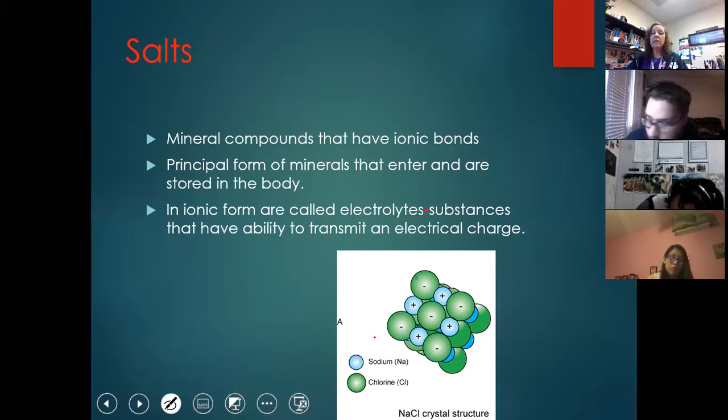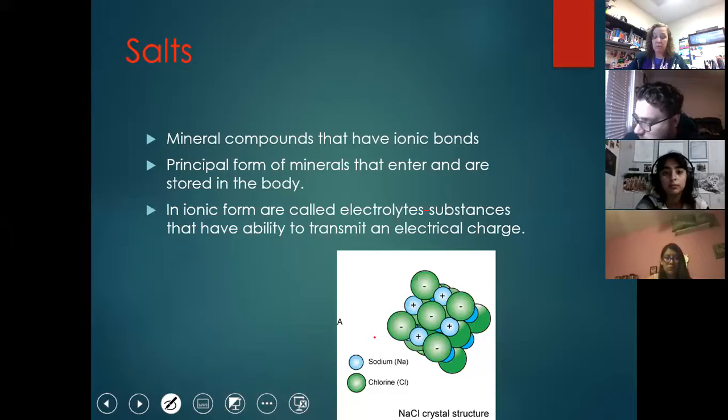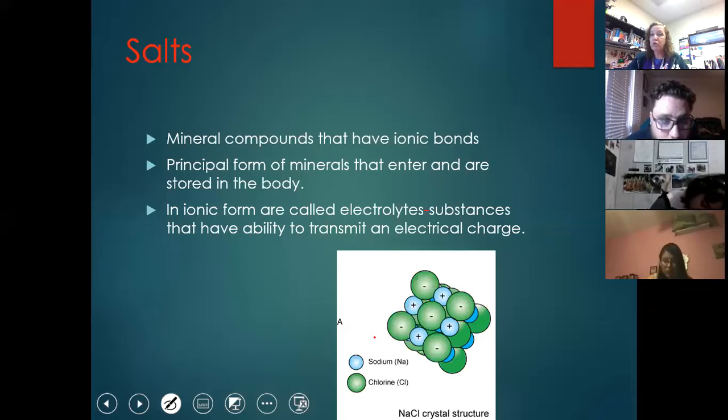They also transmit an electrical charge. This is going to be important when we start talking about things like the neuron, which is your nerve cell. We have sodium and potassium, which are able to conduct a charge and change their charges. So we're going to talk about how they can change their environment's charge and why that helps to transmit an impulse to another neuron cell.